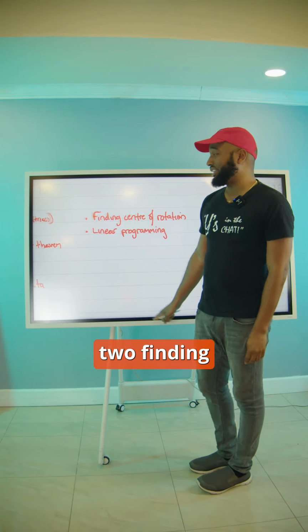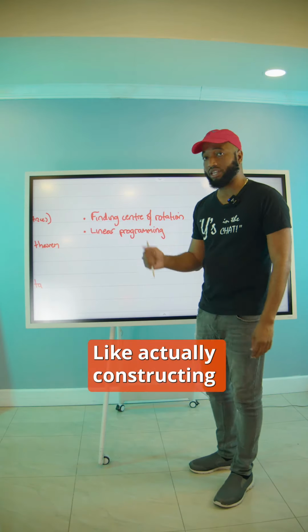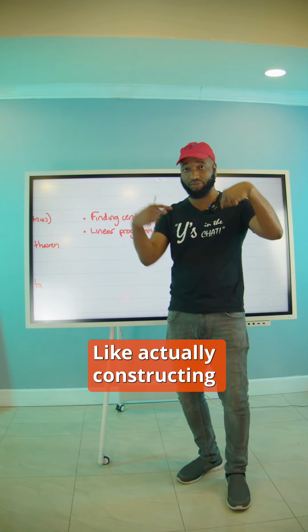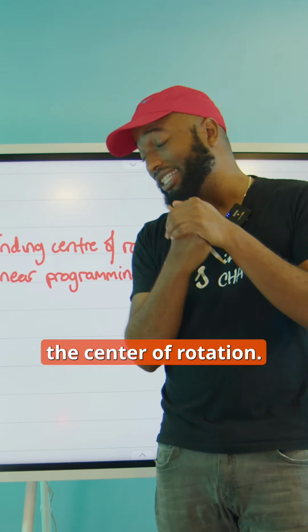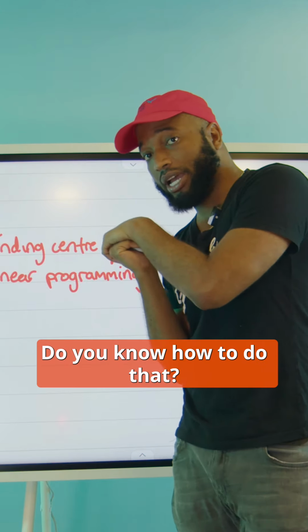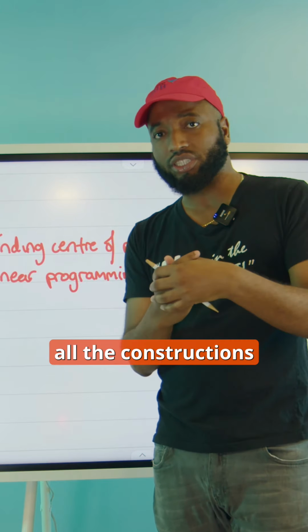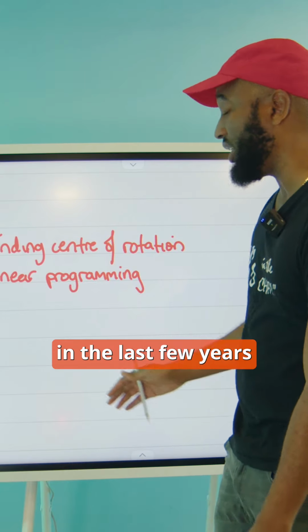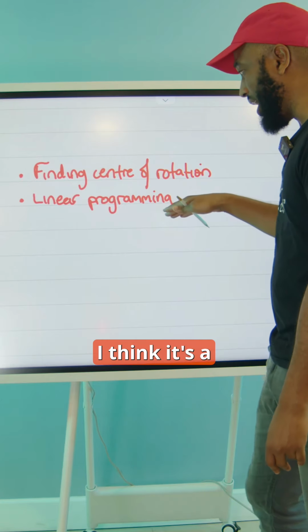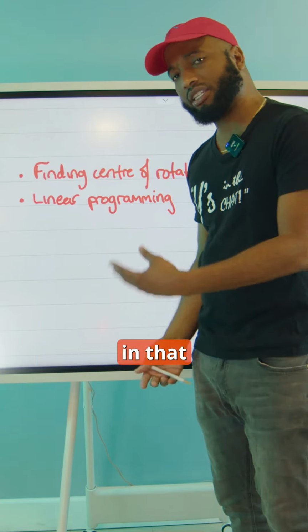Last 2. Finding the center of rotation. Like actually constructing from the shape given, using your compass and finding the center of rotation. Do you know how to do that? And in fact, all the constructions surrounding transformation, you should learn that because it has come up a couple of times in the last few years.